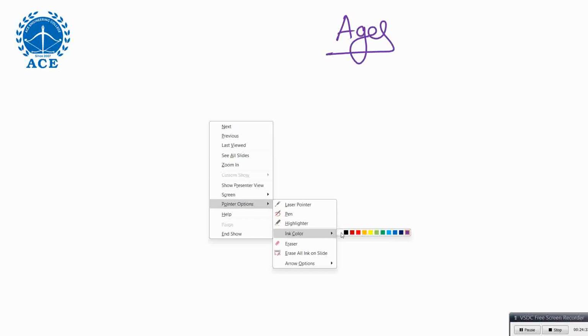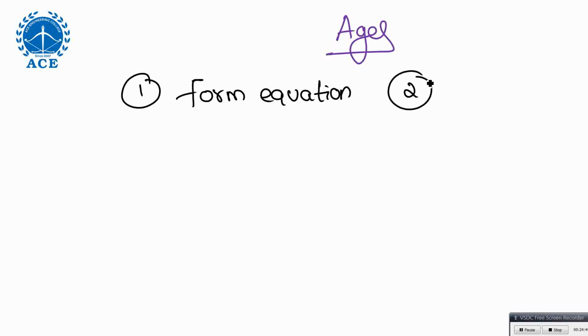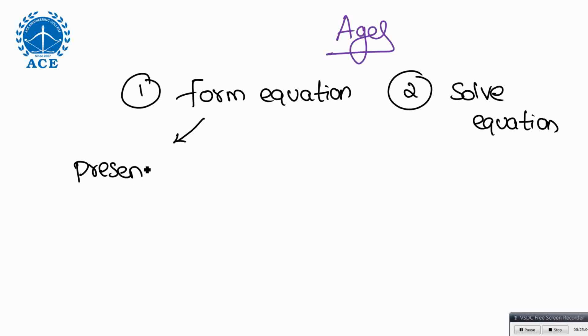So one input before going for the ages concept: here you need to form the equation and solve the equation. Very simple steps in the ages concept: form equation, then solve equation. Sir, how to form equation? In the question, you need to read the terminologies carefully. Let us say present age of a person is P years.